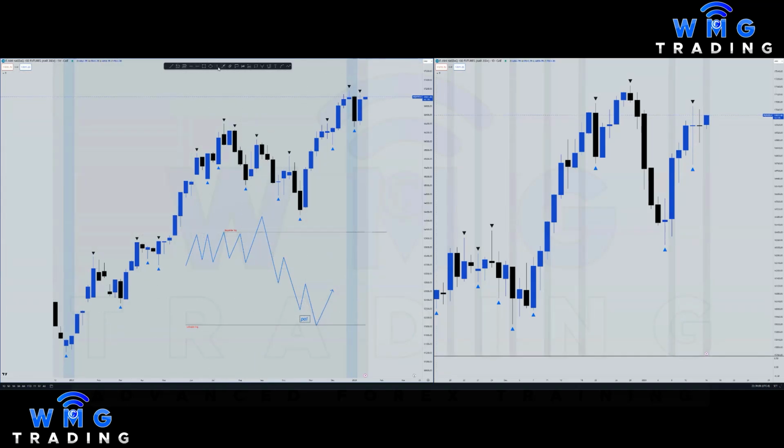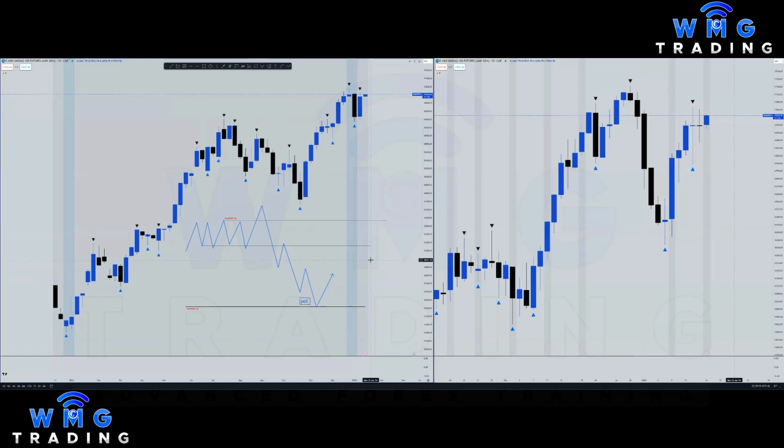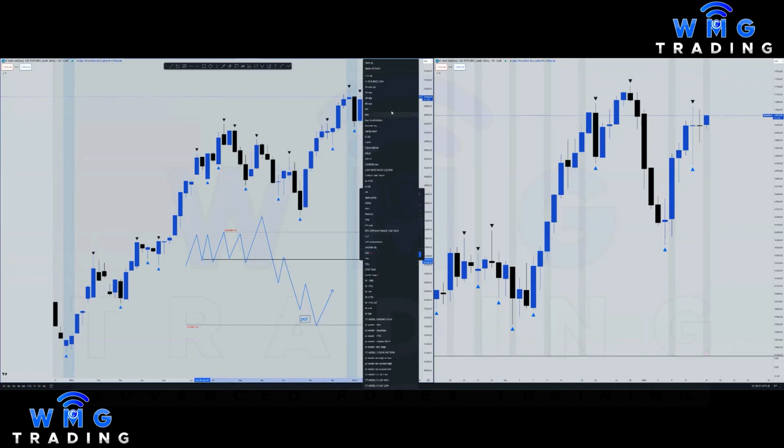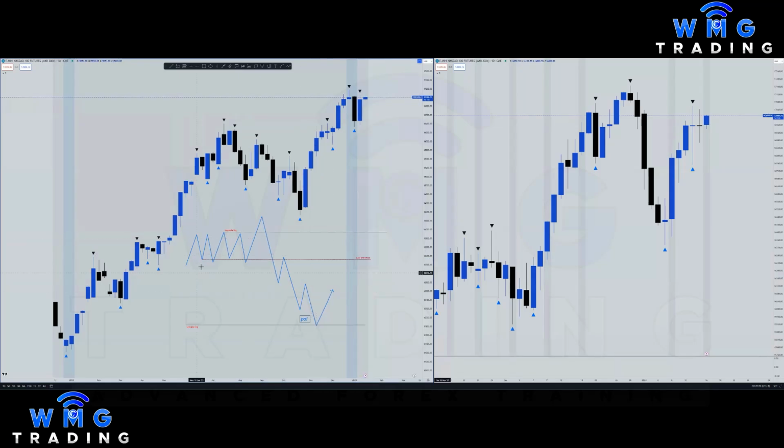Another key factor I want to touch on before we move on to a couple other things, and if you've been studying ICT for a while, you will definitely know what I'm talking about here: the importance of open prices. Let's just assume this is a 5-minute chart, and let's say this is London, or Asia is over here, and London's right here.